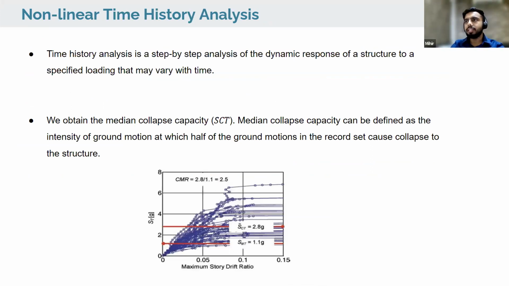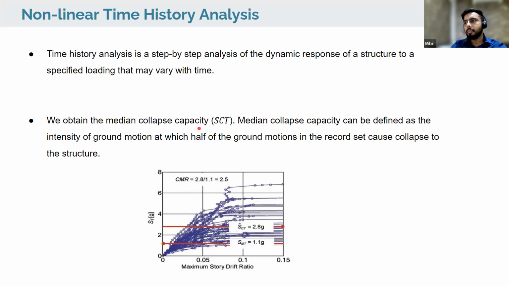Then coming to the next analysis, as we discussed, the nonlinear time history analysis. It is a step-by-step analysis of the dynamic response of the structure to a specific loading that may vary with time. So we obtain the median collapse capacity from this curve. You must have heard a lot of times that we perform time history analysis, but what is the output that you want from this time history analysis? That is what I'm showing here.